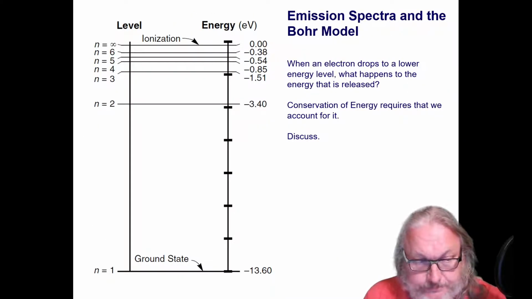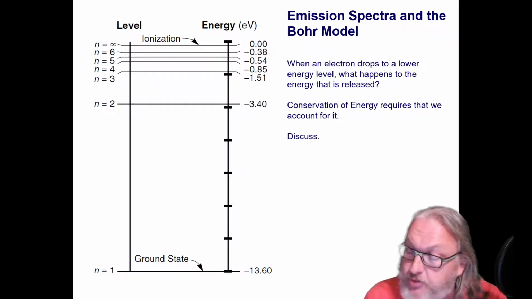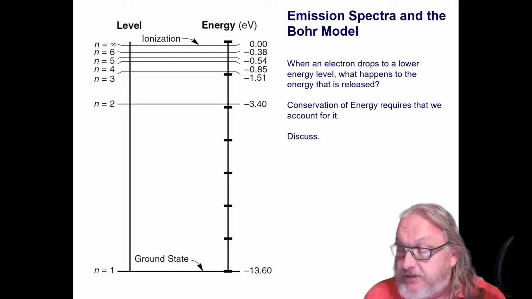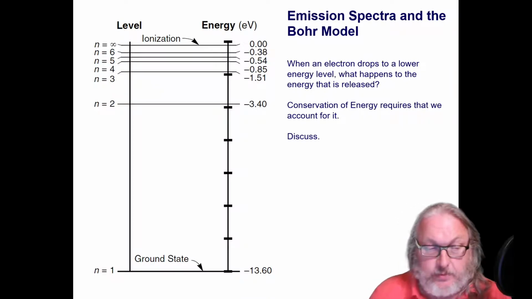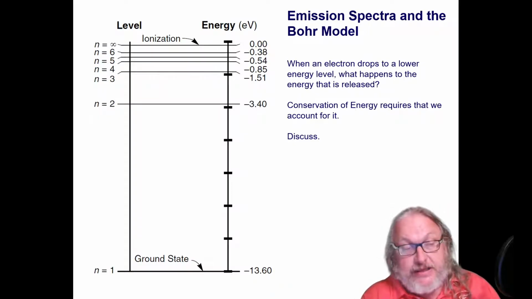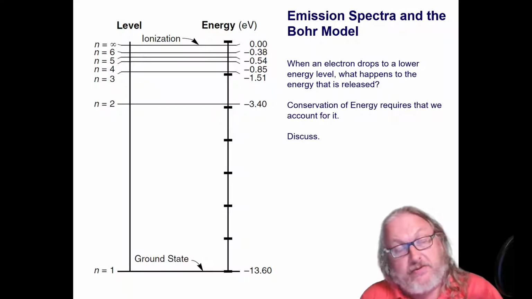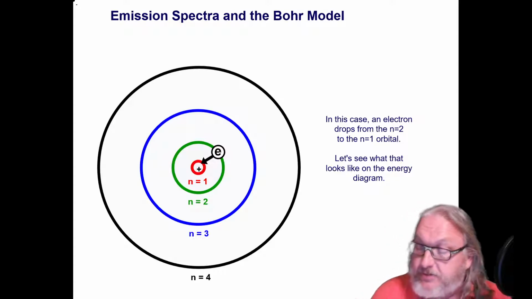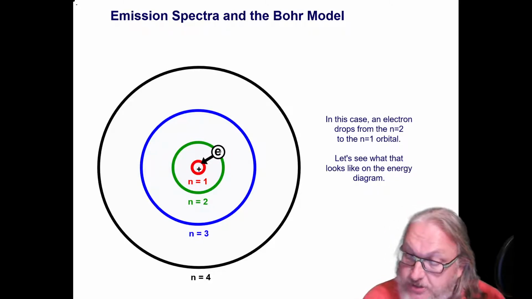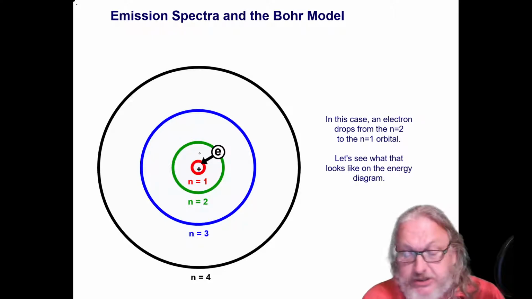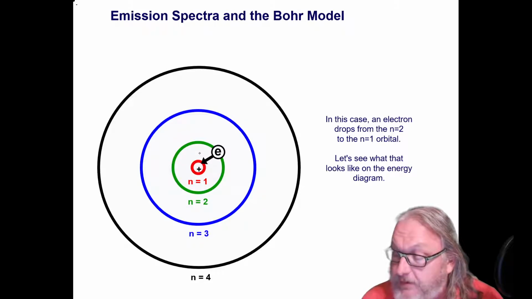So what is that telling us? When the electron drops to a lower energy level, what happens to the energy that's released? Remember, energy is neither created nor destroyed, it's just changed. So when that energy is released, the law of conservation of energy says we've got to account for it. If I've got an electron on the second level, it doesn't want to be there, so it's going to drop to the lowest energy level, and when it drops, energy is released. Let's see what happens.